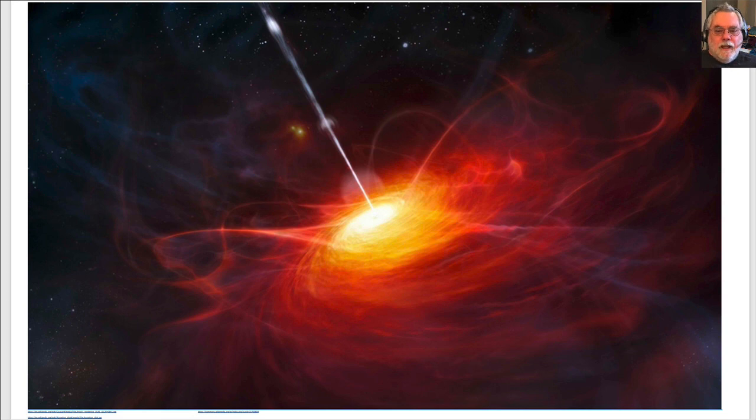These jets can act as a wind that pushes galactic gas and dust away from the rotation axis of the black hole and reduces star formation in that region, or it can compress and heat the gas and dust and increase star formation in that region.